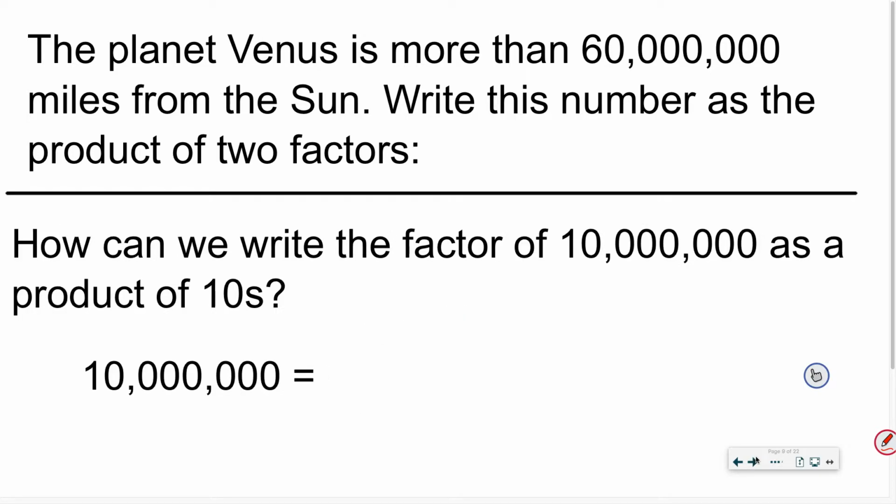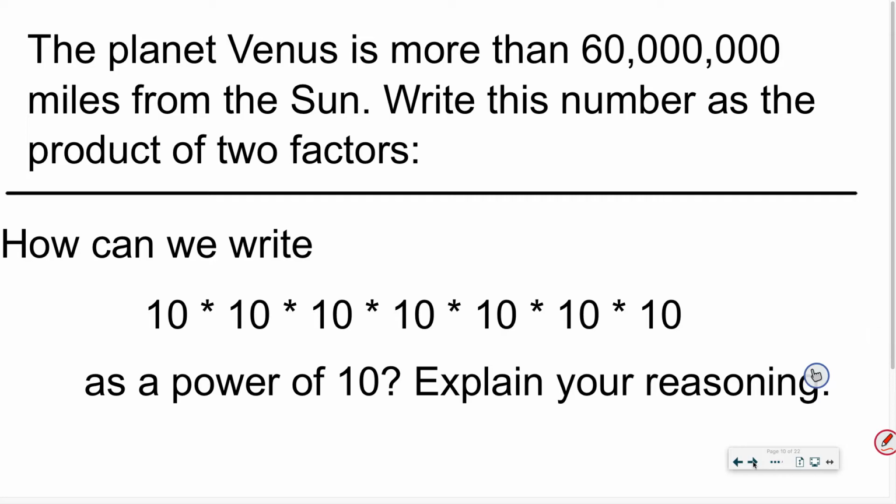How many times am I multiplying 10 by itself to get 10 million? So I have 10 times 10 is 100, times 10 is 1,000, times another 10, 10,000, times another 10, 100,000, times another 10, 1 million, times another 10, 10 million. Yeah, so how many times here have I multiplied 10? 7 times. So I can rewrite this with an exponent: 10 to the 7th power.